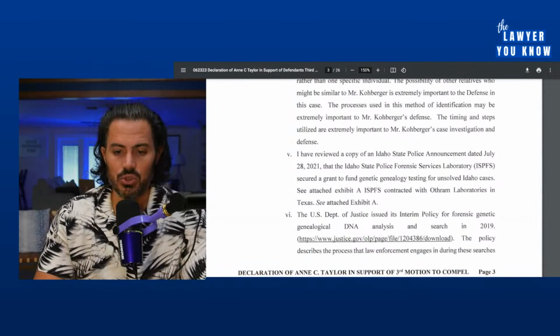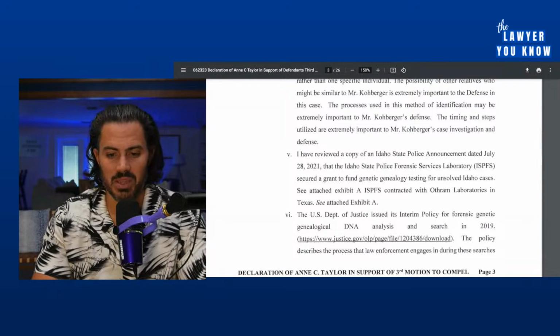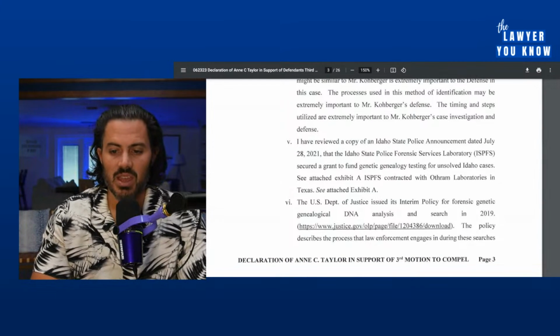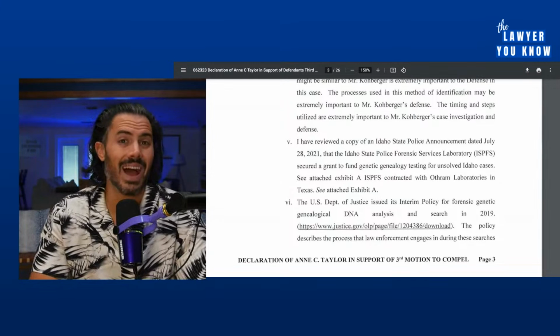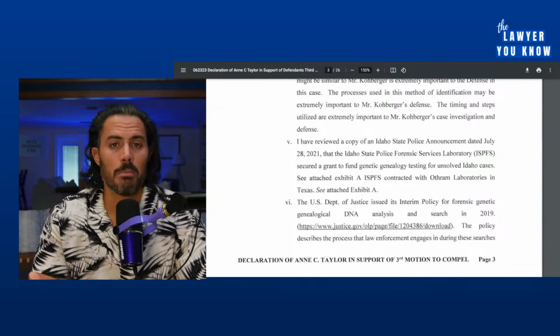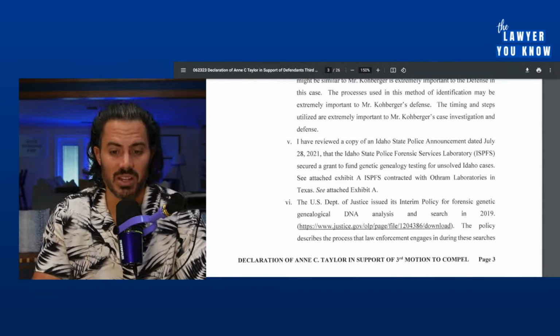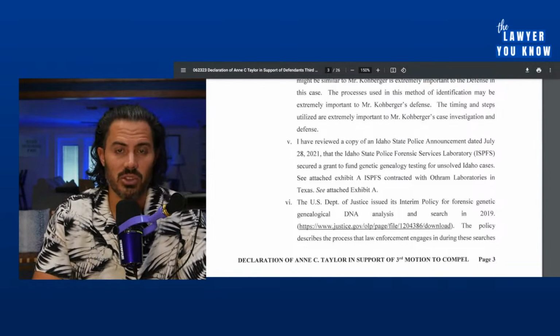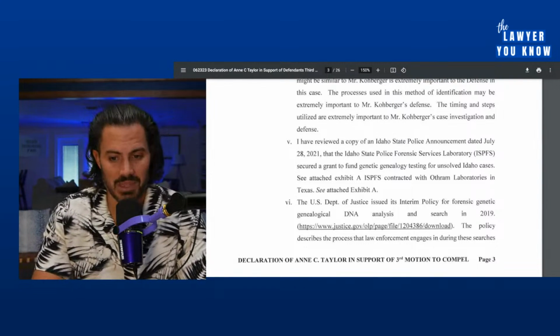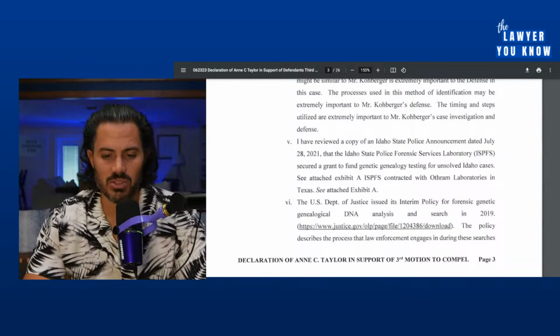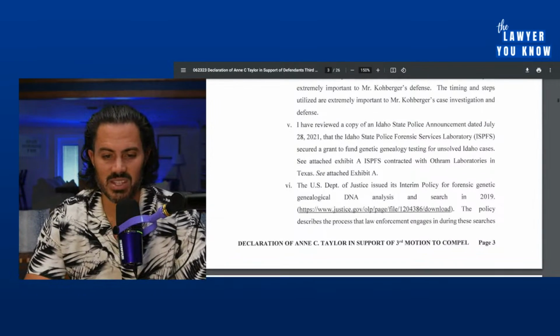The process used in this method of identification may be extremely important to Mr. Kohberger's defense, and the reason they're saying maybe is because it may not be, but discovery is the purpose, and the point of discovery is to figure out whether or not it is. The trial is where it should only come in if it is not maybe. The timing and steps utilized are extremely important to Kohberger's case investigation and defense.